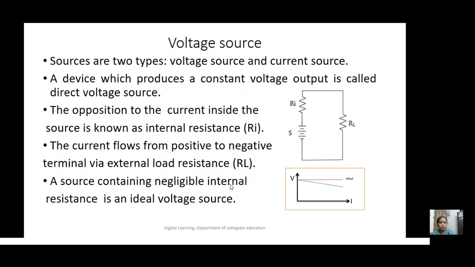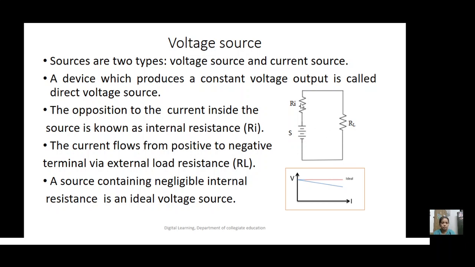The source containing negligible internal resistance is called an ideal voltage source. In an ideal voltage source, voltage is constant. Suppose you vary the external load resistance here. What happens? If you increase the resistance, current decreases, but voltage will not change. Whatever the external load, voltage should remain constant. That is in the case of an ideal source.